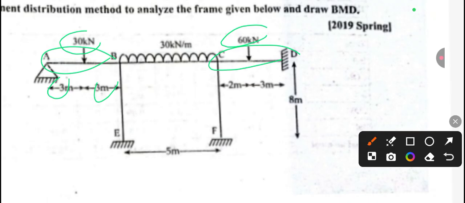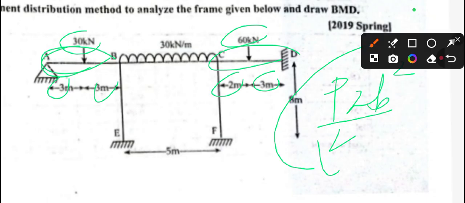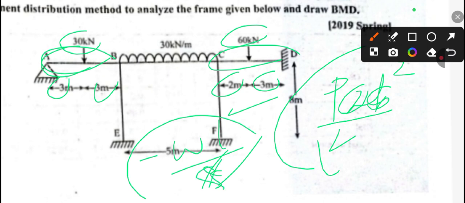But in this CD span, this is 2 meter and 3 meter. So these two are not equal distance. So we need to apply this formula, PAB square by L square. Okay, and in this case we can also use this formula. Don't worry, you can also use that formula, WL square by 8. Both are the same formula, because when you take the value A and B equal, then we get this value WL square by 8.